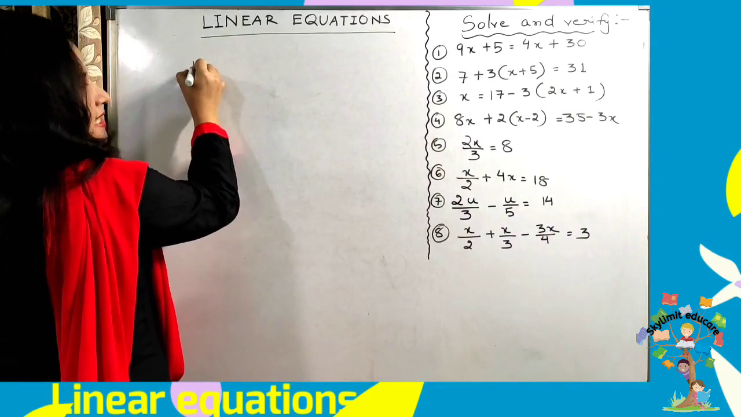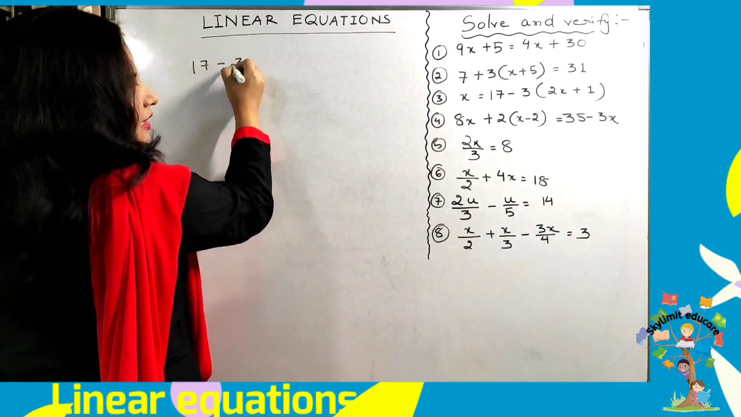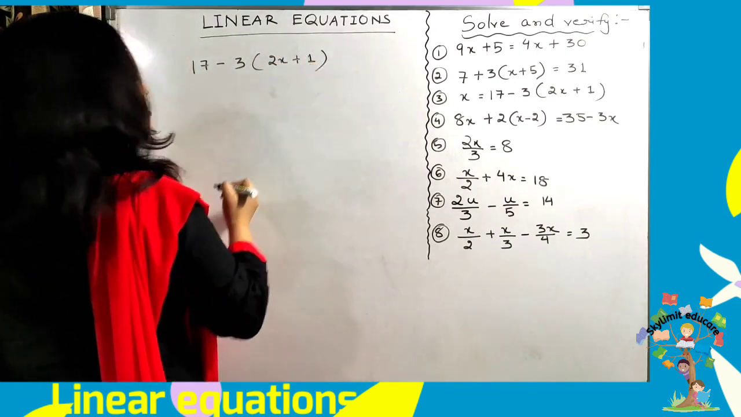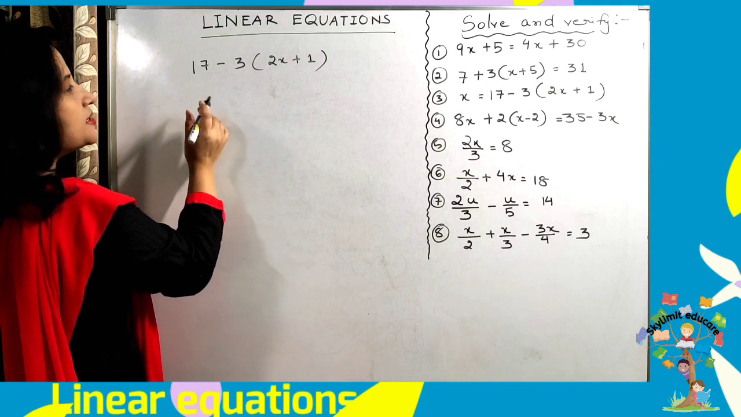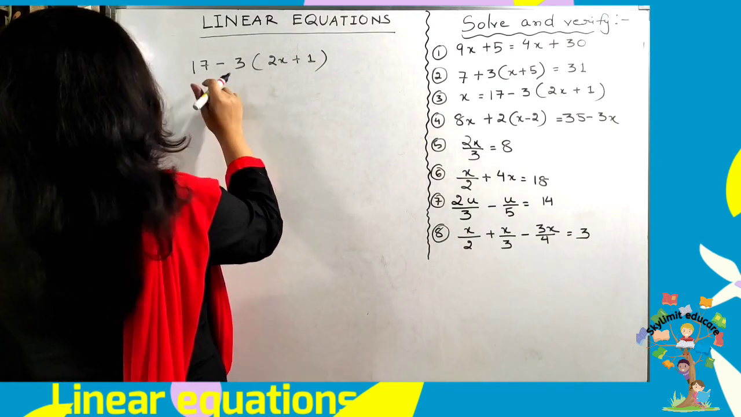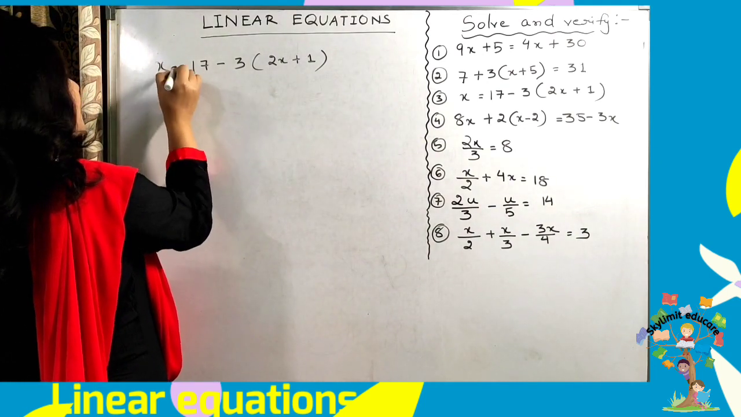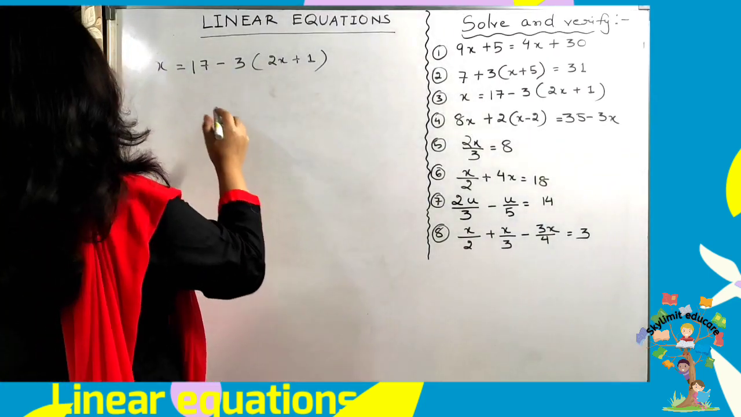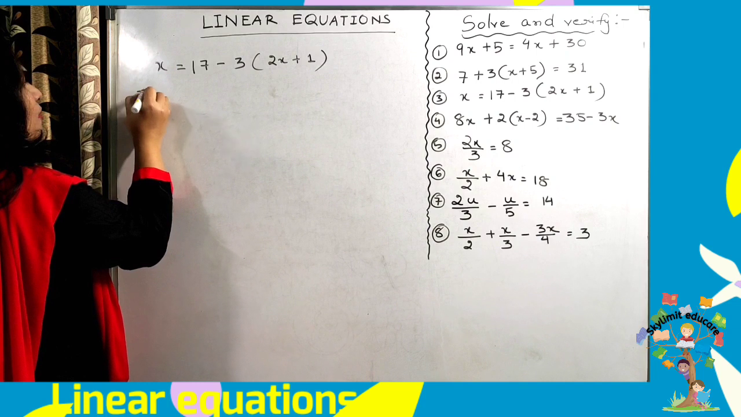Okay. x is equal to 17 minus 3 multiplied to 2x plus 1. This is the third question now. So let us solve it. This is the question, students. So now just see how I'm going to solve it.